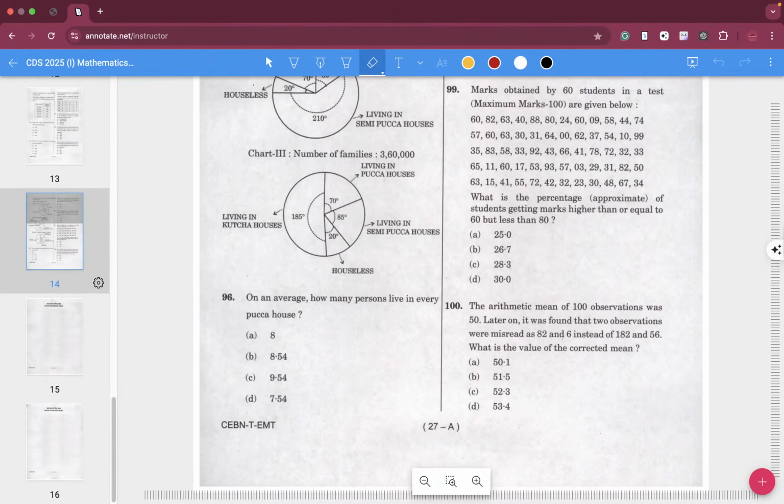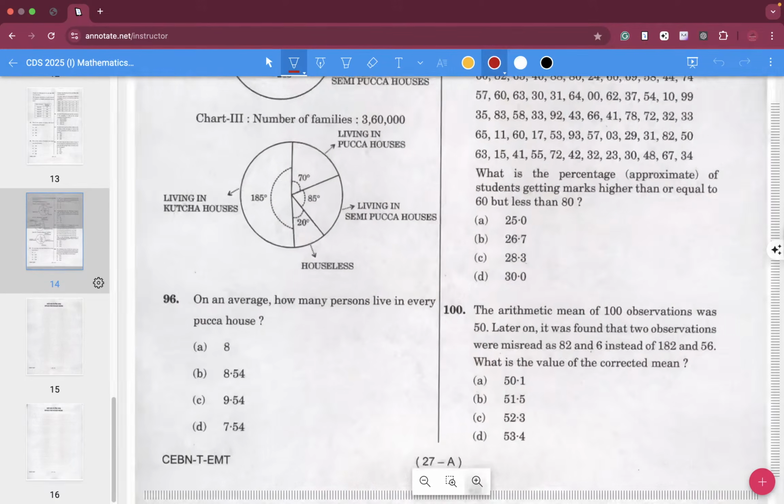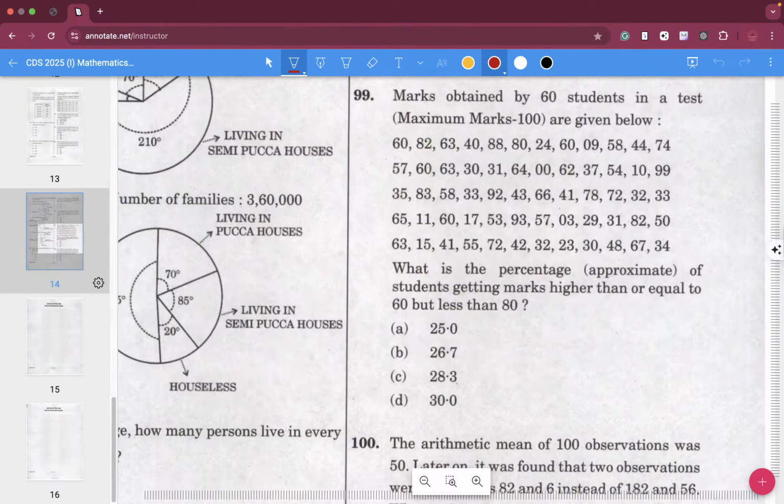Now let's move to question number 99. Marks obtained by 60 students in a test, wherein the maximum marks are 100. These are our easy questions. What approximate percentage of the students are getting marks higher than or equal to 60 but less than 80? So 80 will not be counted.